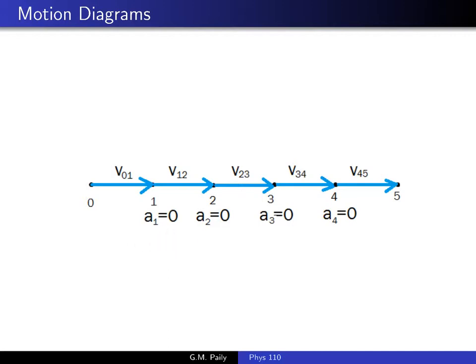Another way of finding the acceleration is to view it as the difference between two arrows. The acceleration at this time is given by this vector v12 minus this vector v01. But since there is no difference between these two vectors, subtraction gives us 0.